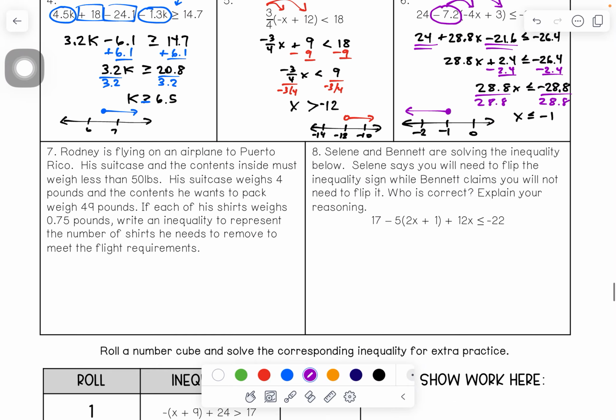All right, let's try these two here together. Rodney's flying an airplane to Puerto Rico. His suitcase contents inside must weigh less than 50 pounds. His suitcase weighs 4 pounds, and the contents he wants to pack weigh 49 pounds. If each of his shirts weighs 0.75 pounds, write an inequality to find the number of shirts that he needs to remove to meet the flight requirements.